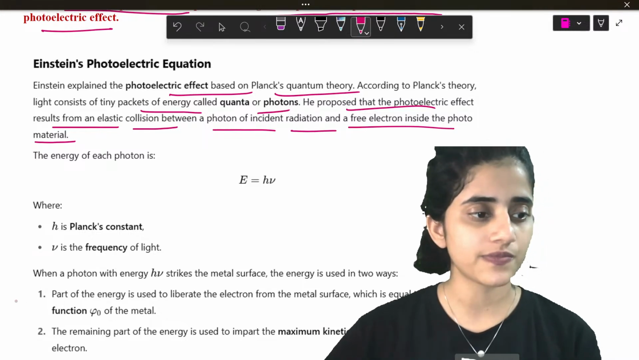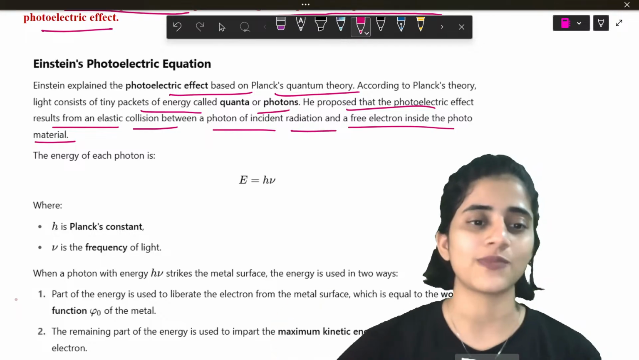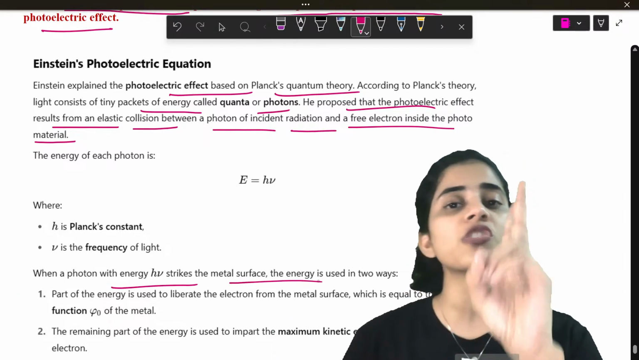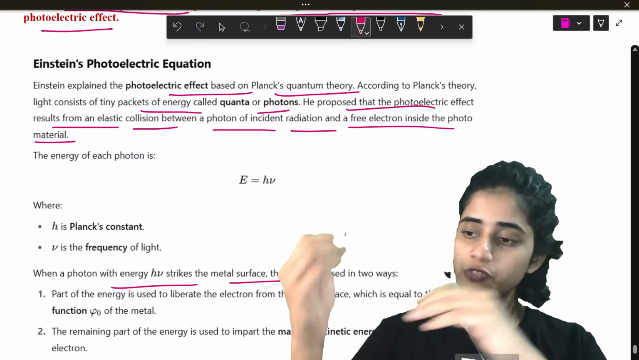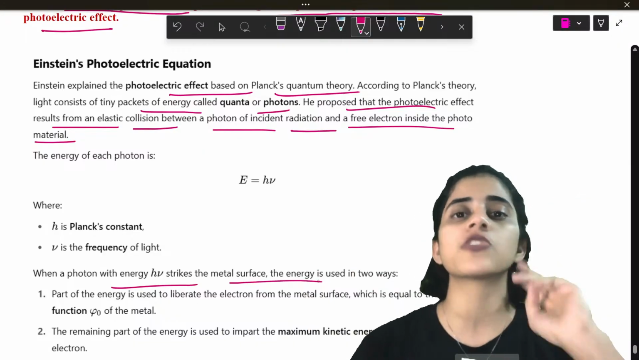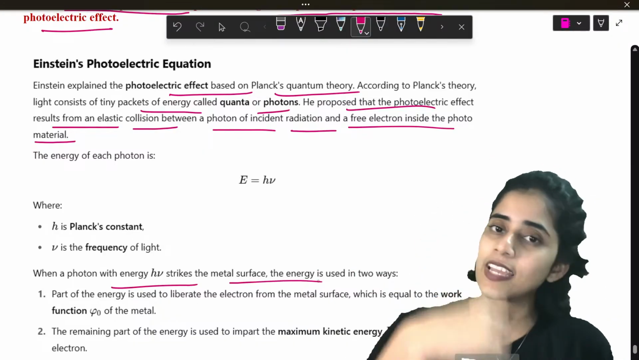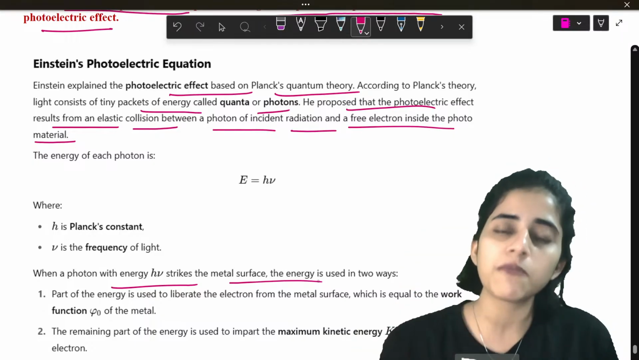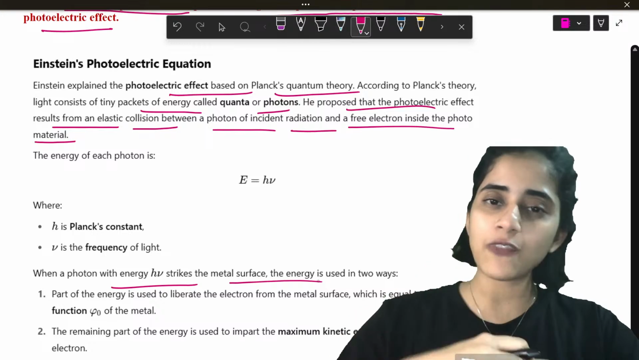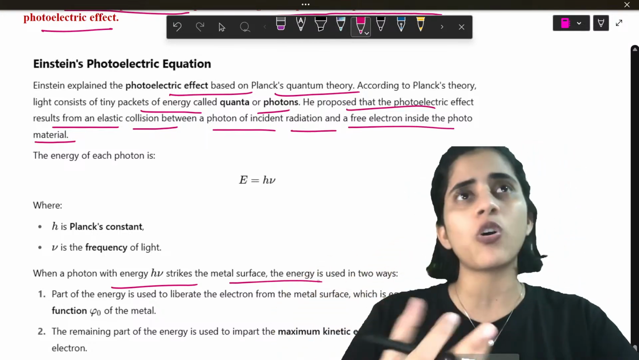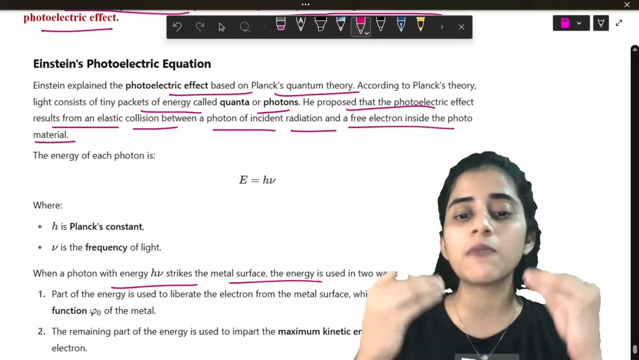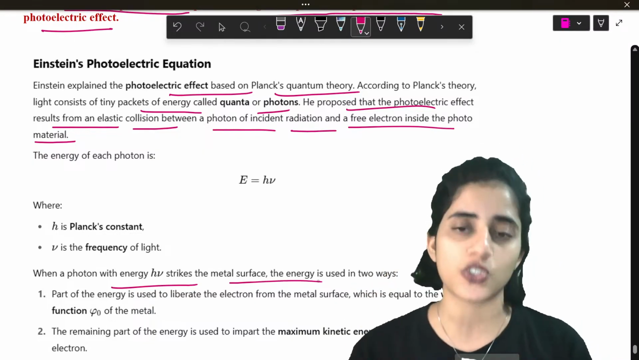Now, when a photon with energy h nu strikes the metal, the energy is used in two ways. There's a photon of energy h nu coming, and it is going to hit a metal. When it hits the metal, the energy is used in two ways. First, it will eject an electron. Whatever amount of energy the electron needs to get out of the metal, it takes. The rest of the energy is used to impart kinetic energy to the emitted electron.